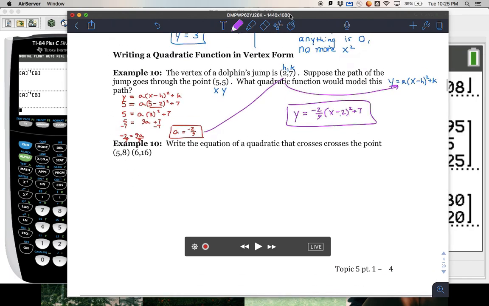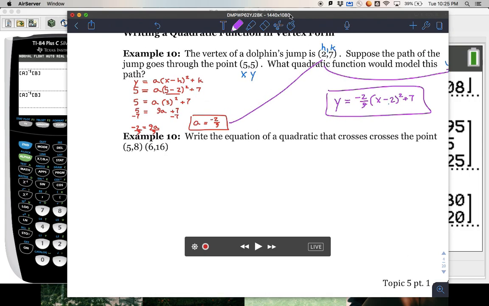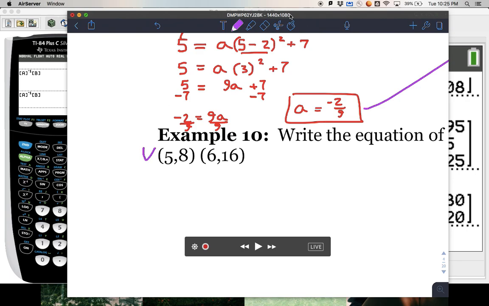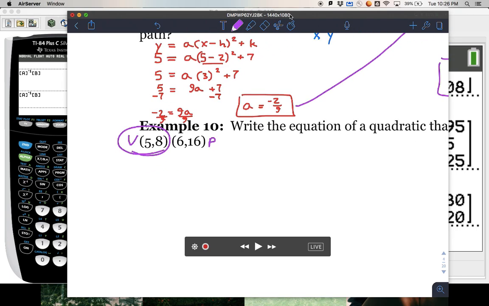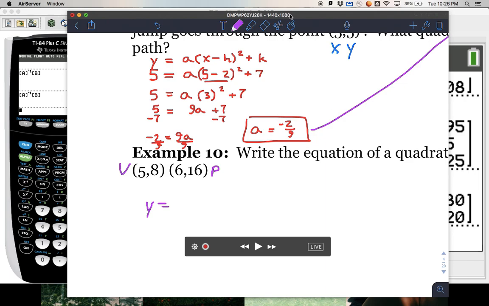I actually added this extra example. I'm not sure if this is updated in your notes, but it's good to do a second example since these are a little bit tricky. So we're going to do literally the same thing. I forgot to say on this one, the vertex is (5, 8), and the point, I'll just put a P for that, is (6, 16). So I left out that crucial information. We're going to write an equation that goes through these two points. So I'm going to write out my original generic form.